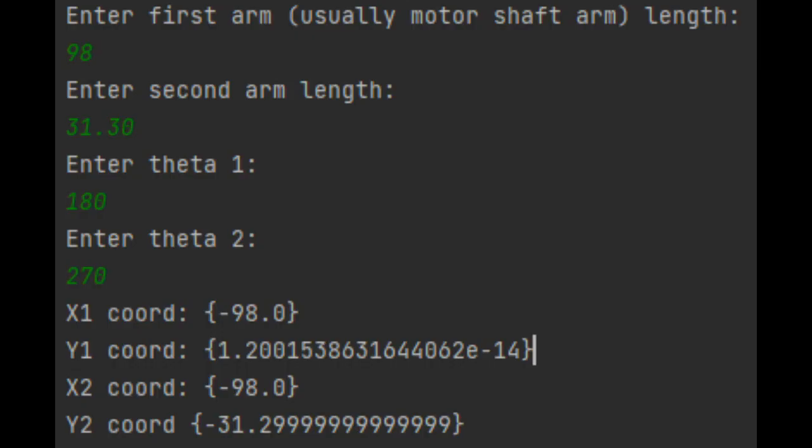Here is the program output. Like test 2, all values match our measured values except joint 1 at the y1 coordinate. Again, I think this is just another compounding rounding issue. y1 was supposed to be 0 millimeters.